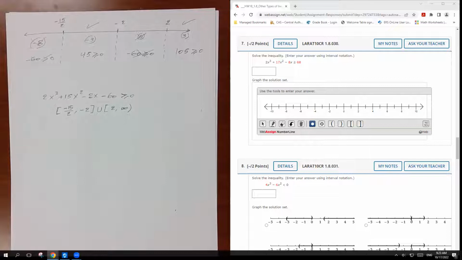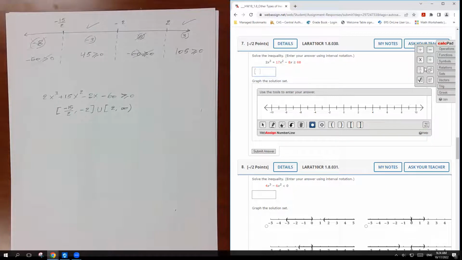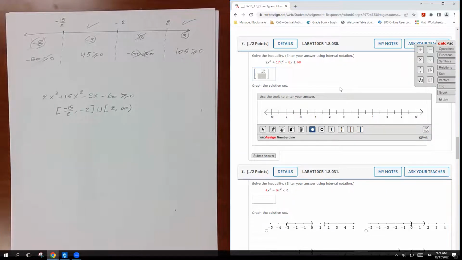Let's check that. So it's going to be a bracket. I need to write down the fraction. Negative 15 over 2, comma, negative 2, bracket. Then we're going to put union, another bracket, 2, comma, and infinity, but now we're going to put parentheses. Careful here.